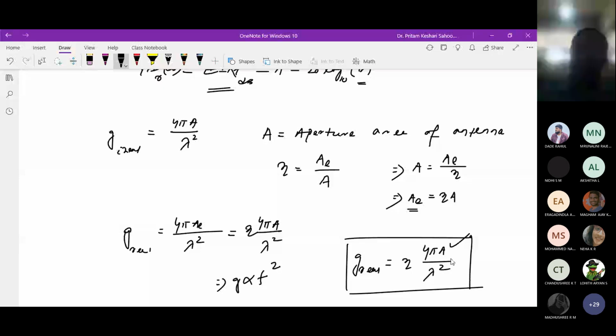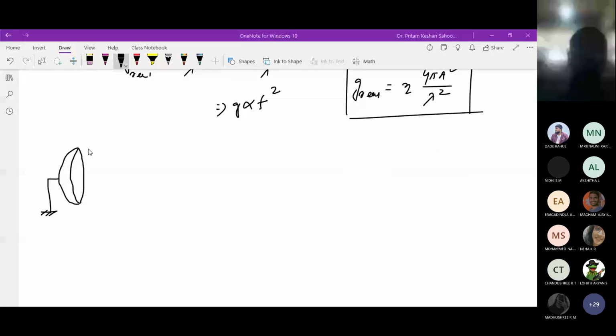Okay. Now let us take an example. Suppose I have a parabolic antenna. Let me draw the shape of that. Suppose this is the antenna. Okay. So this is the parabolic antenna. And let me assume the diameter of this aperture is small d.